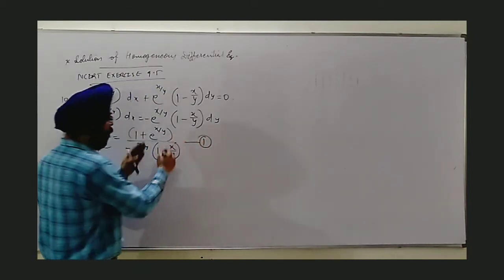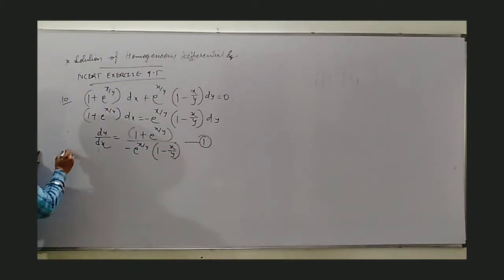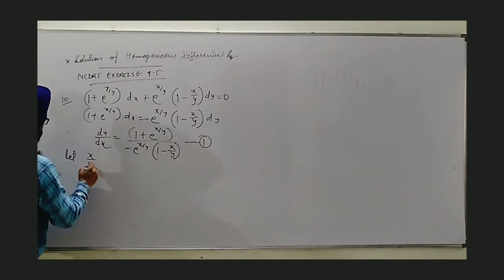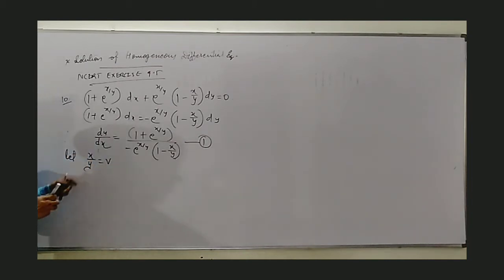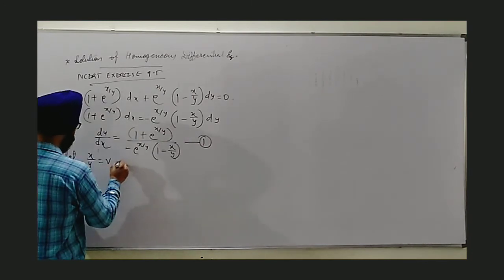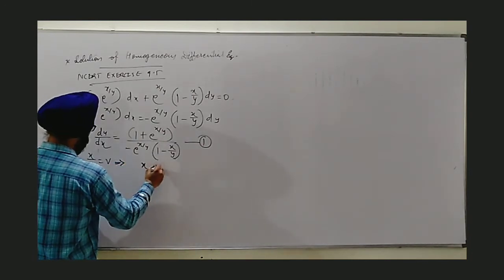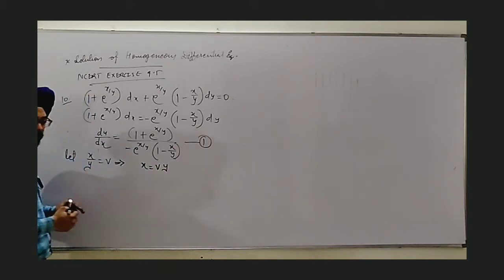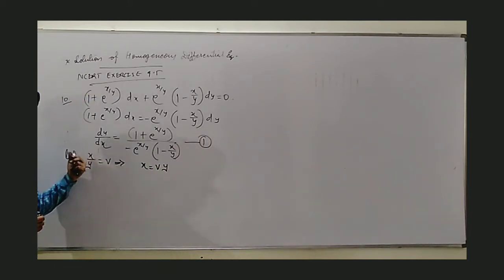Now it is given x upon y everywhere, so we consider x upon y equal to v in parametric form. So this implies x equals vy, the reverse order of the previous case.